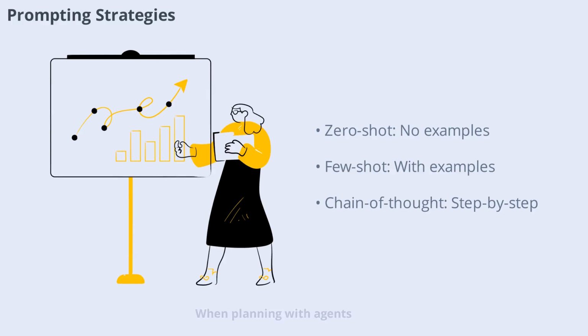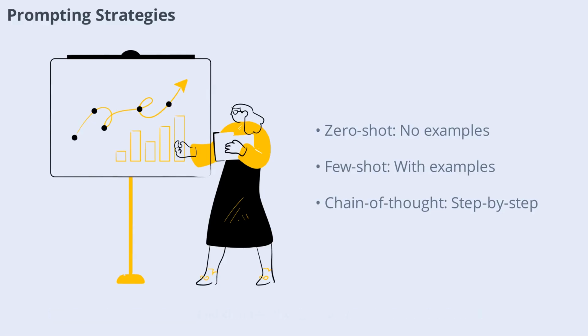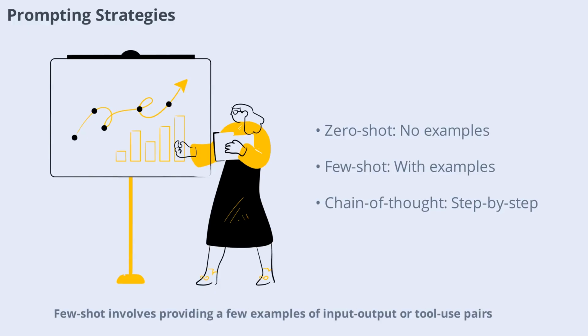In planning with agents, it's important to understand different prompting strategies: zero-shot, few-shot, and chain of thought, or CoT. Zero-shot means giving the agent a goal without examples. Few-shot involves providing a few examples of input-output or tool use pairs. Chain of thought prompting explicitly tells the model to think step by step, breaking down complex problems into smaller logic tokens before answering. Each strategy has its strengths, depending on the complexity and familiarity of the task.